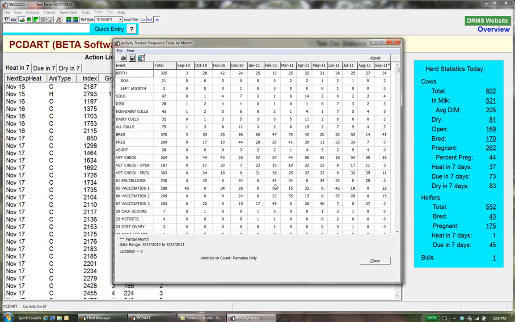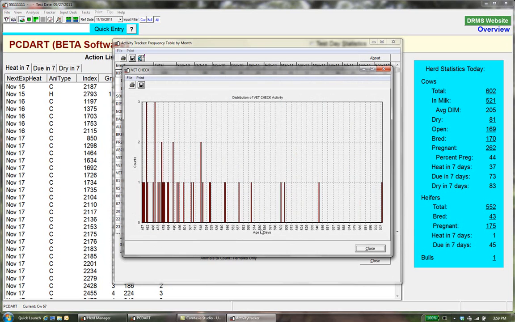So the histograms, again, are just a convenient way to graphically look at activities that happen to cows. Right-click on any cell. I happen to grab the total cells, but you can look at any month, any time period, right-click on a cell, and generate a very quick histogram to get a picture of what things look like. And, of course, any of these can be printed easily for future use.